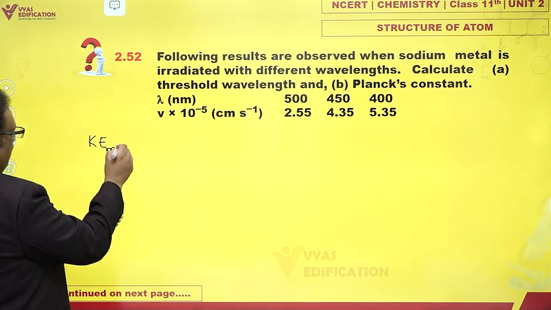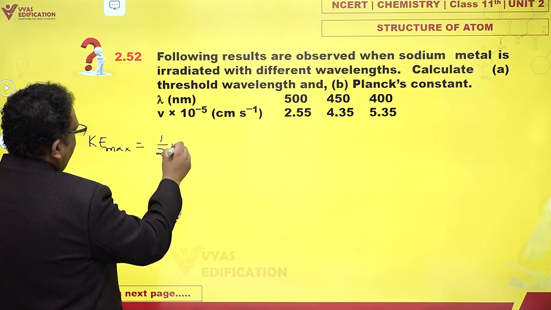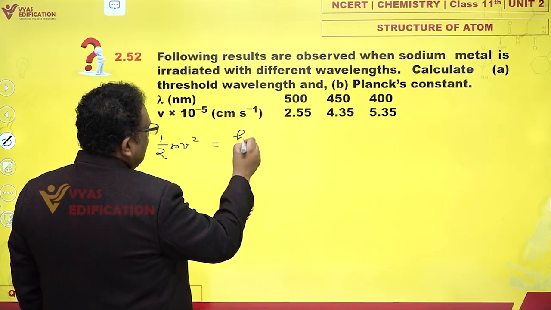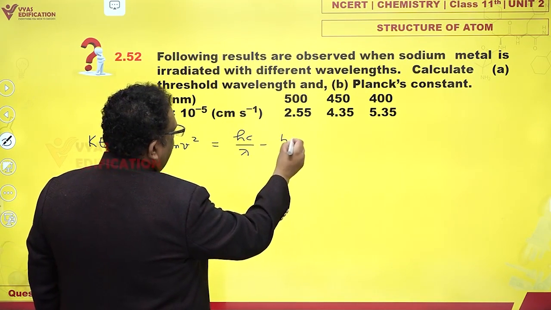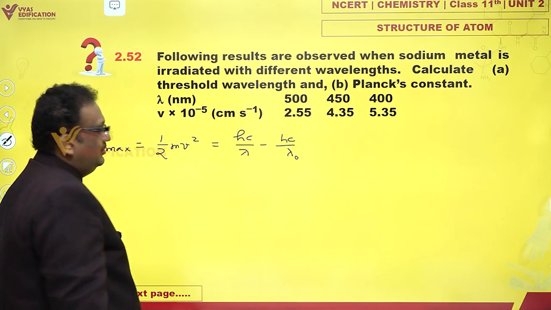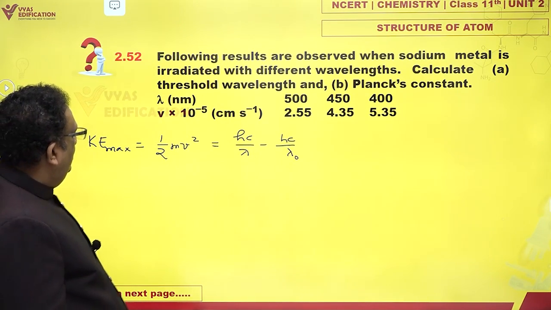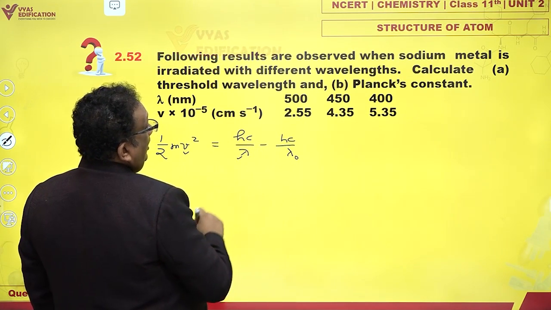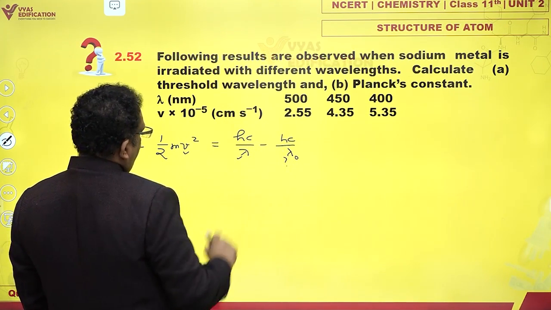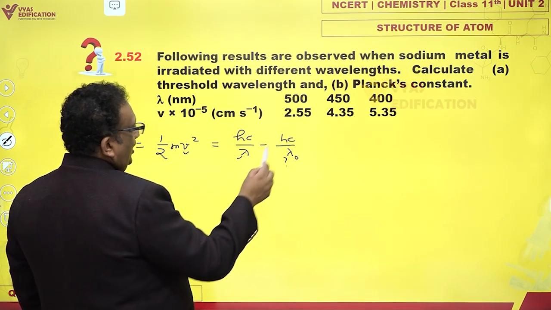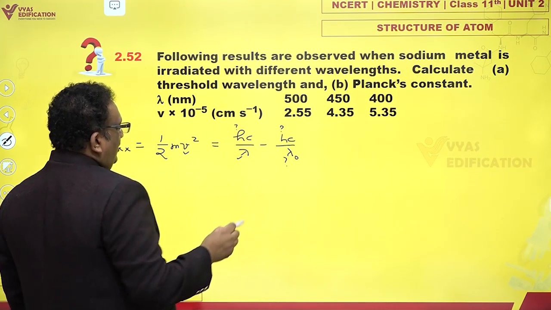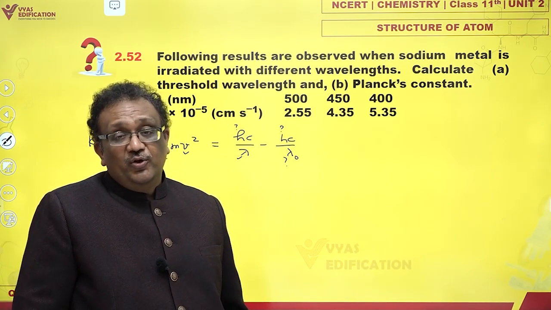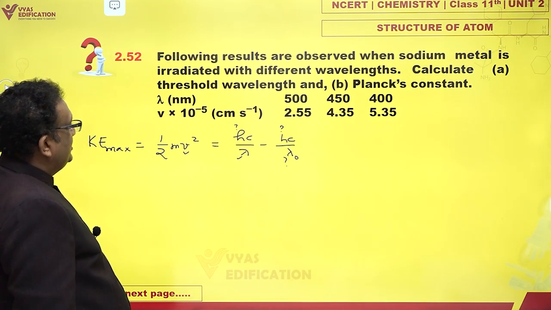KE max, which is half mv square. This is hc by lambda minus hc by lambda naught. Fine. What do I know? I am given velocity v, I am given lambda. I am not given lambda naught, of course. I am not given h. I can shamelessly assume c, I believe. Velocity of light and even mass of electron for that matter are known things.